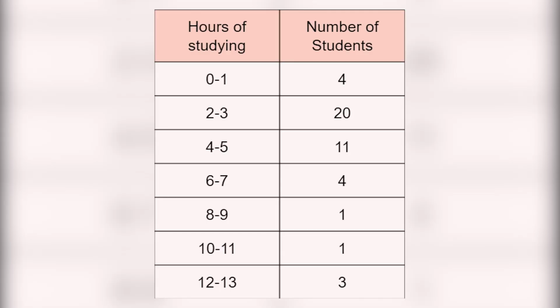A continuous random variable is a random variable that doesn't take integer values but lies on an interval. For our continuous random variable, we conducted a survey to determine how many hours in a day students study. These are the results of our survey. We found that 20 students study between 2 to 3 hours a day, and only 2 out of 44 students study for 10 to 11 hours and 8 to 9 hours a day.